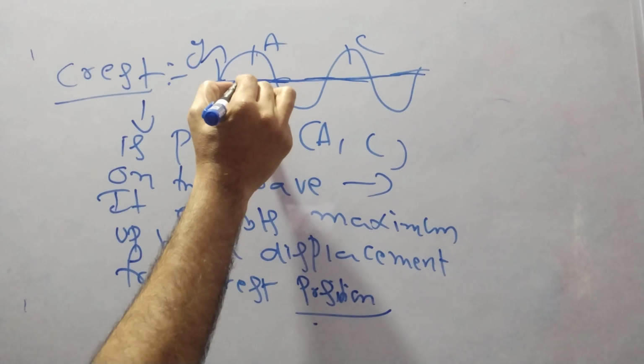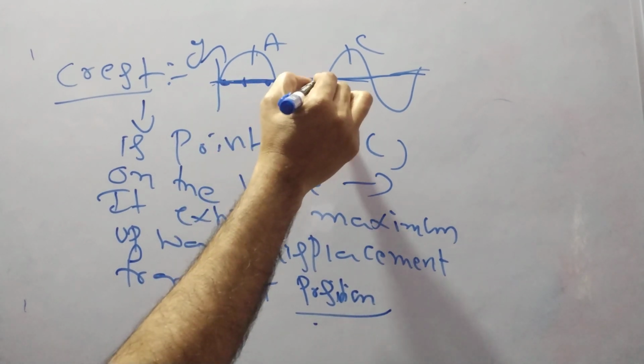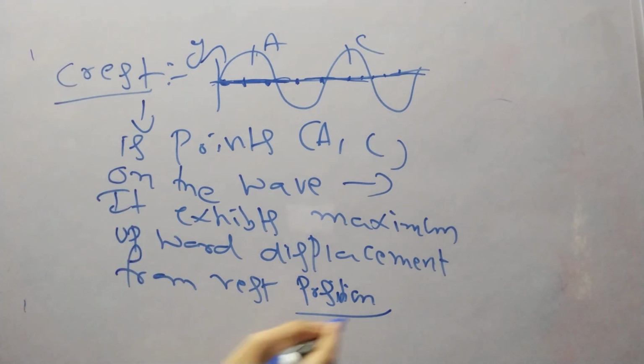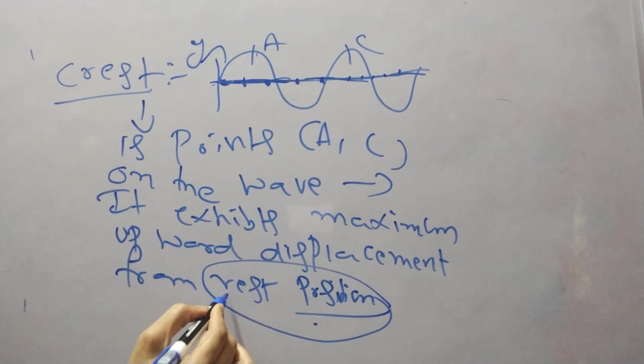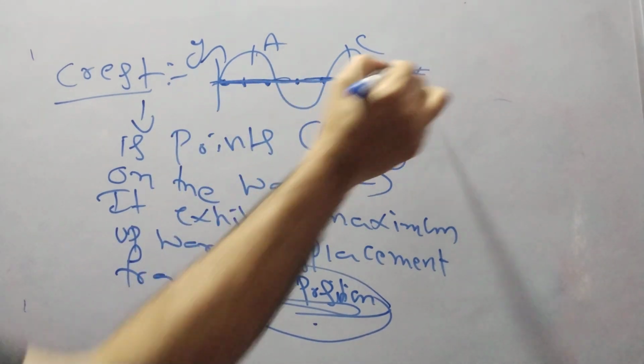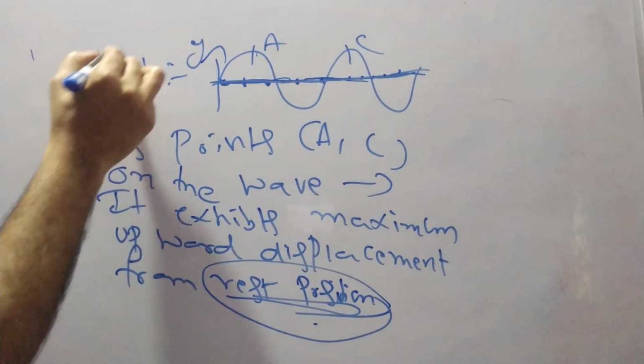So particles are at rest only. Here a particle is there, here a particle is there, the particles are there. So the particles are at the rest position. Here you can see in the definition, the rest position is this line. So from the rest position, what is the visual definition of crest?